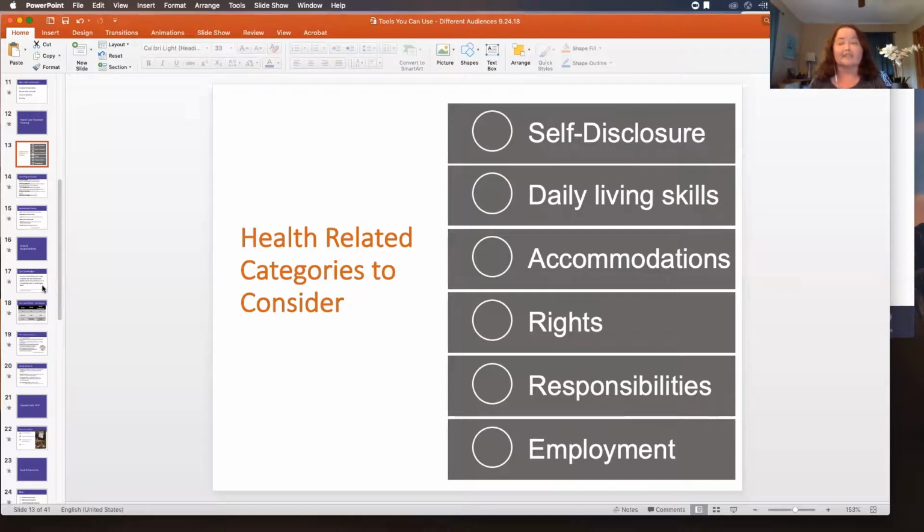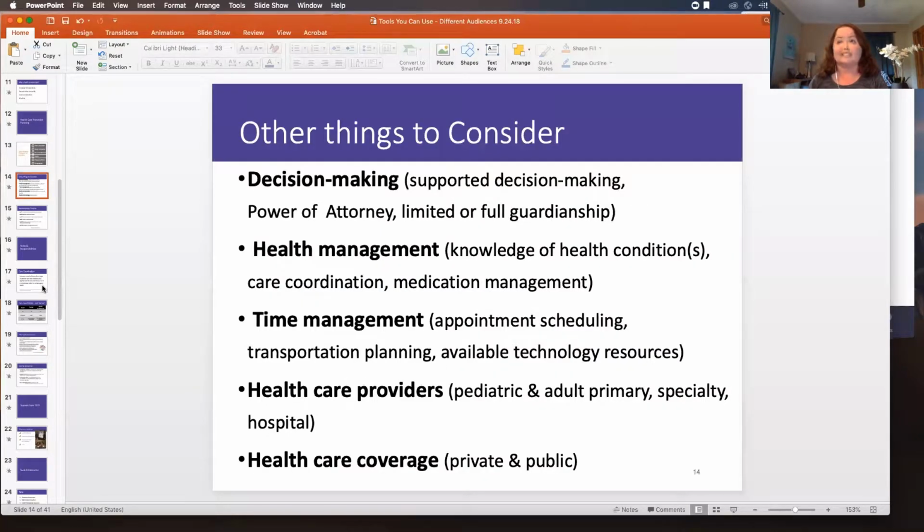Then we get into the, not laundry list, but the longer list of things that are appropriate to continue considering as you move towards a more in-depth look at how you're going to take care of your health in the future. So for some, that includes decision-making. Will they be needing help to make decisions, or will there be somebody put in charge of making decisions as they get older? How they manage their health, time management. Who will their healthcare providers be?